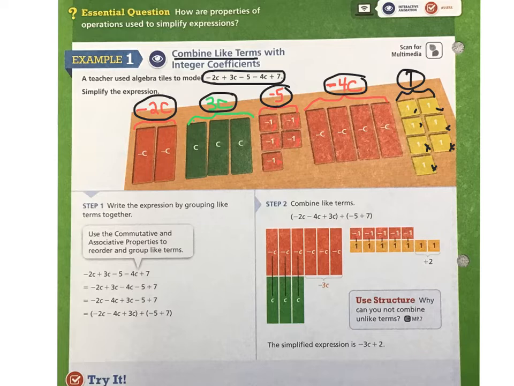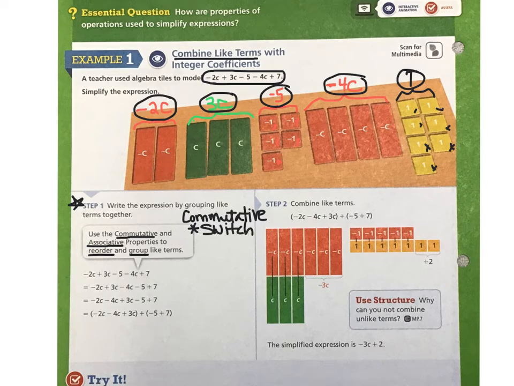So you'll notice that the first thing that we do here in step 1 is we use what we call the commutative and associative properties to reorder and group like terms. So we're going to make a note over here about those properties. The commutative property allows us to switch the terms around.